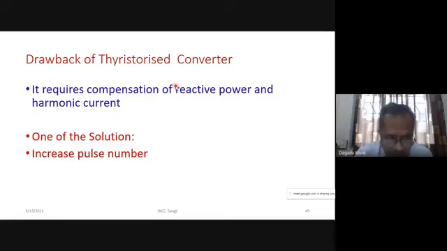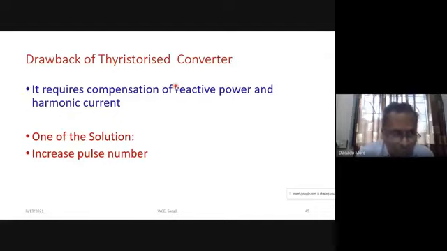But particularly, we have seen that these converters we can also call a non-linear load on the power system, because it takes a non-sinusoidal current and it requires reactive power. And because of the reactive power, the efficiency of generators will be less, transformers will be less, also the transmission line efficiency will be less, or the voltage profile of the transmission line will have problems. So this is one of the drawbacks, that it takes reactive power from the supply.